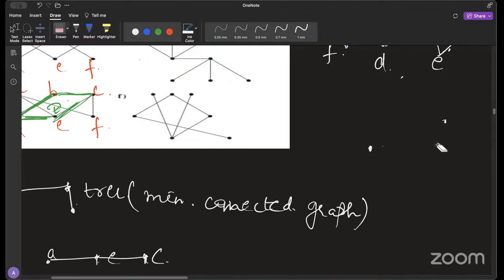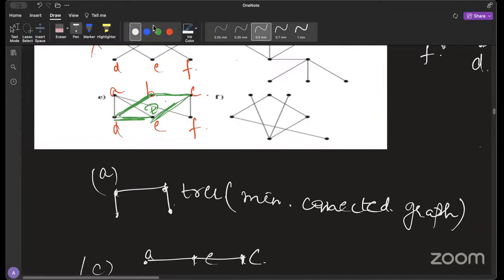Or in simple words, you don't even have to get into the cycles thing. If I remove this particular edge, it's still connected, right? This entire graph is still connected. That means this entire thing is not minimally connected. That's the problem. That's why this is not a tree.